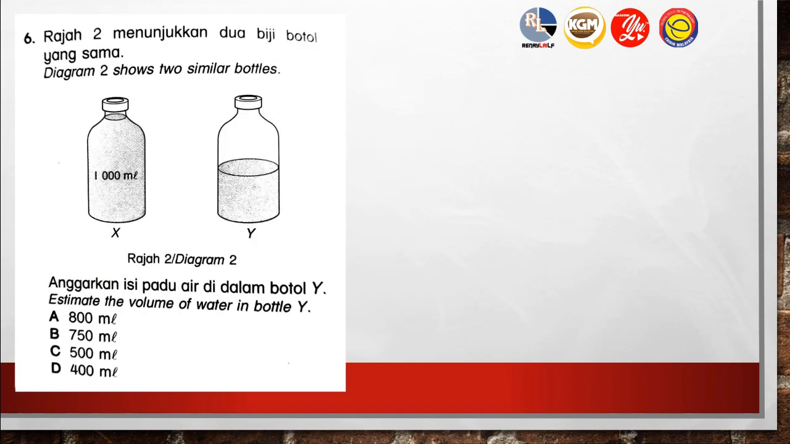Let's look at number 6. Diagram 2 shows 2 similar bottles. Estimate the volume of water in bottle Y. Very simple. Bottle Y is exactly half of bottle X. So 1000 ml divided by 2 equals 500 ml.